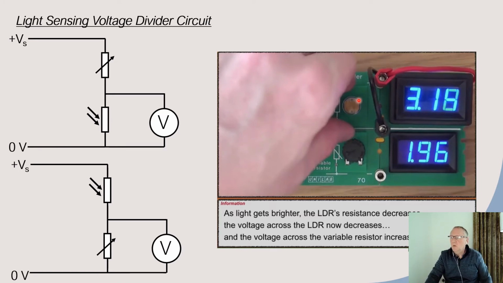I've gone out of sync a wee bit, but when I shone light on the LDR, so that's the light level increasing, its resistance decreases, so therefore the voltage across the LDR decreases and the voltage across the variable resistor increases. It's a wee bit complicated. As one thing gets bigger, another one gets smaller, and so on and so forth. There's a lot of variables because you can vary the amount of light, but you can also vary the position of where the LDR is, and the circuits behave in exactly the opposite way when you do that.